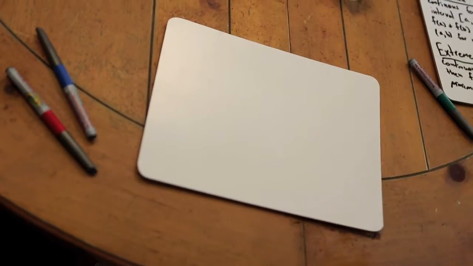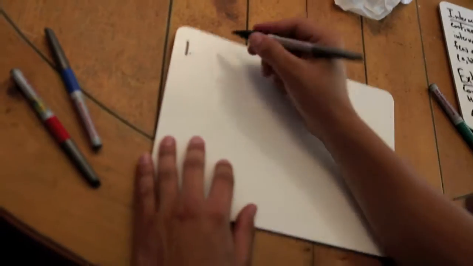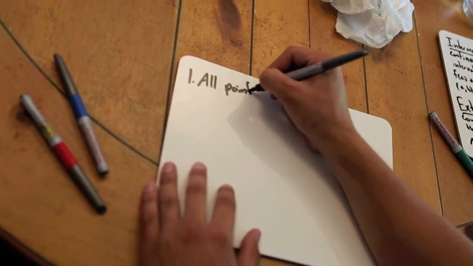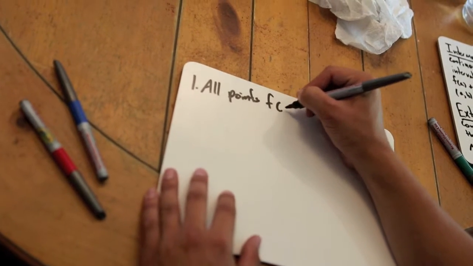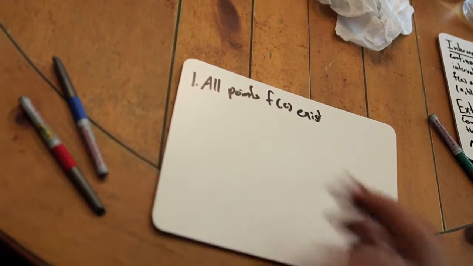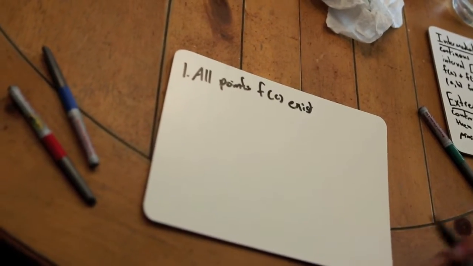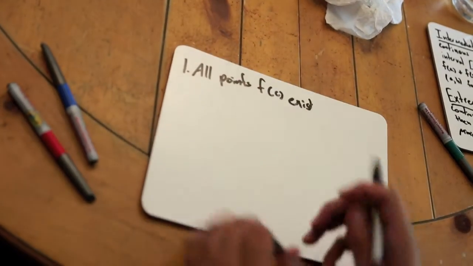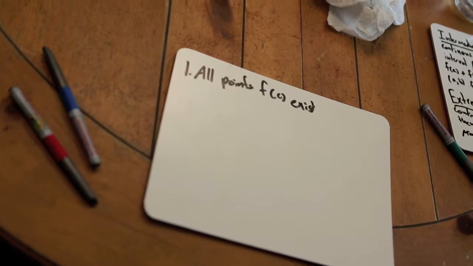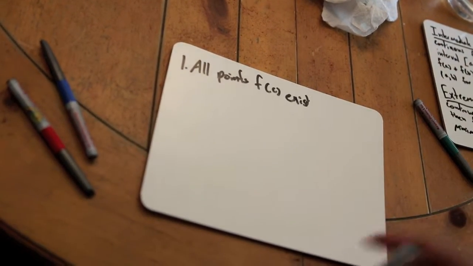The first step, number one, is all points f of c exist. And so basically that means every single point on the function exists. So there are no holes, there are no asymptotes, and so every single x value gives you a y value.